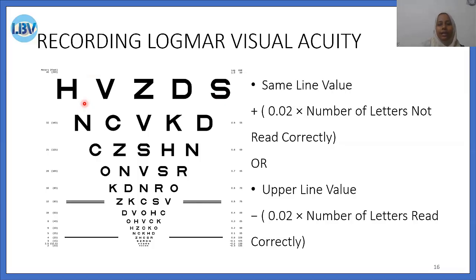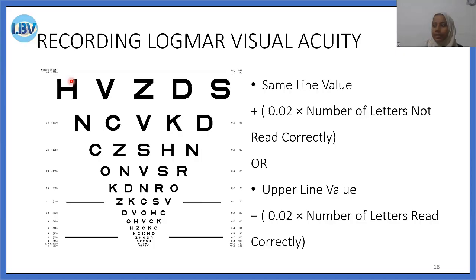So it comes out to be on a continuous scale. It is very easy to analyze the data if you record visual acuity using a logMAR chart. So if you are ever planning to do research, then it is recommended that you use a logMAR chart. It is also used in low vision because each letter counts. So let us see how to record the visual acuity.